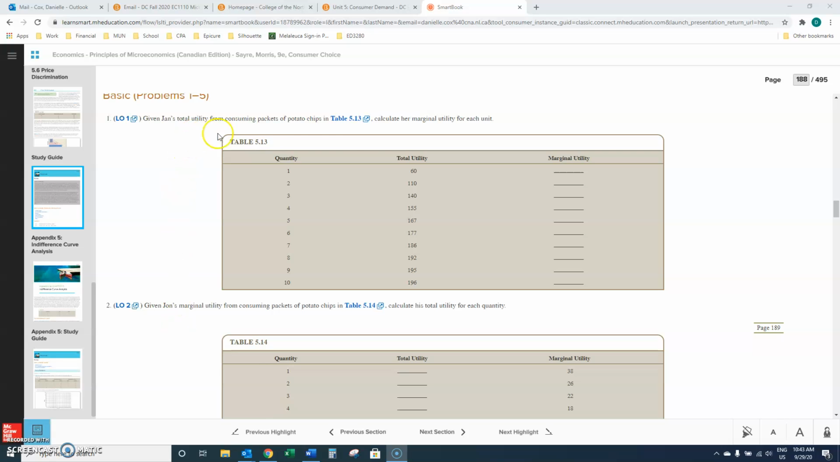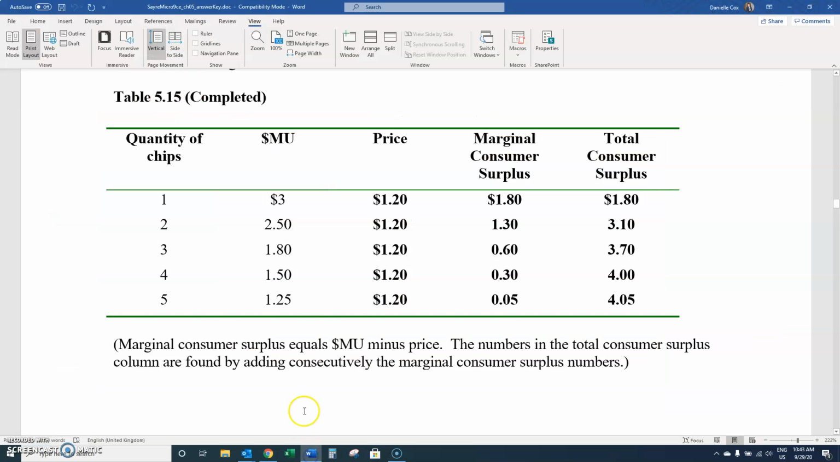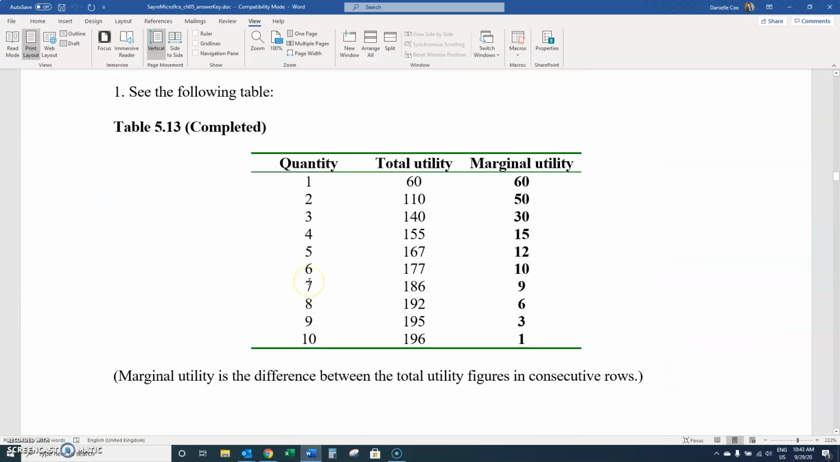In number 1, we're given the total utility from consuming packs of potato chips, and we're asked to calculate marginal utility. So total utility is just adding up the marginal utilities. So we're given total, so I'm just going to go to the solution. Okay, so we're given this information and we're asked to find this. From consuming one pack, her total utility is 60. So therefore the marginal utility, because it was only the one package, is also 60.